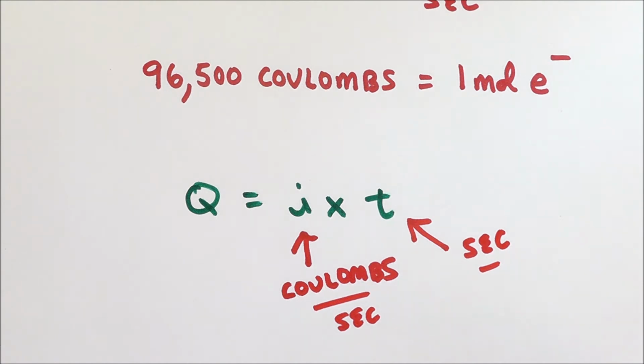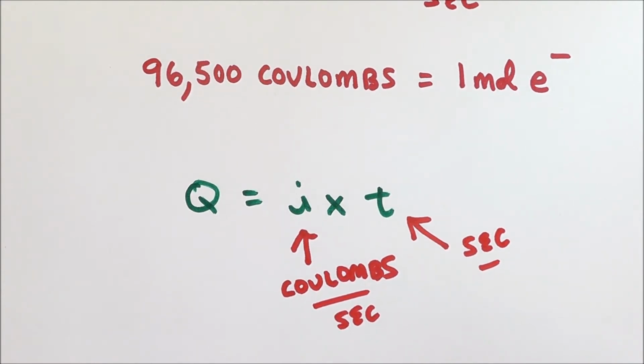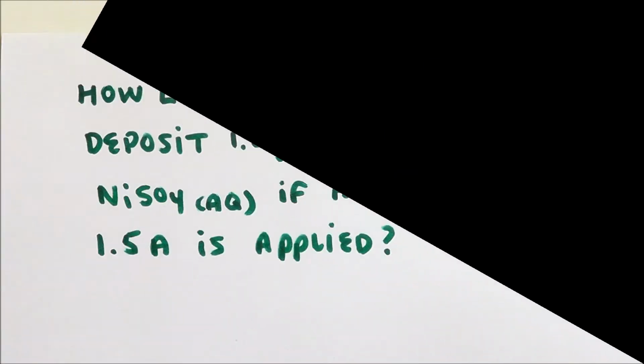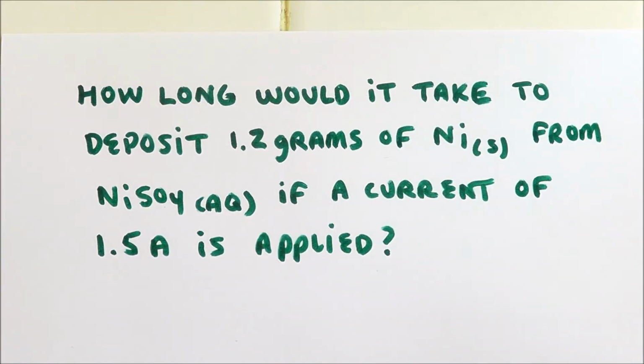Let's solve a problem using current right now. It was longer than 14 seconds, I guessed wrong. Okay, let's do something with a current time problem. Here's a problem. How long would it take to deposit 1.2 grams of nickel from nickel sulfate if a current of 1.5 amperes is applied?